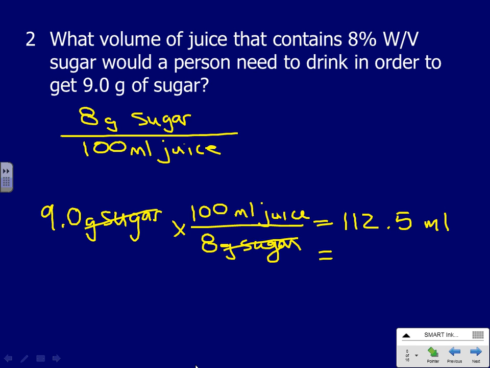Yeah, Janessa? 110 milliliters. Or 1.1 times 10 to the 2 milliliters, right? If you're not sure, your calculator can turn it into scientific notation, then it becomes really easy to determine the significant digits. 1.1 times 10 to the 2 milliliters.